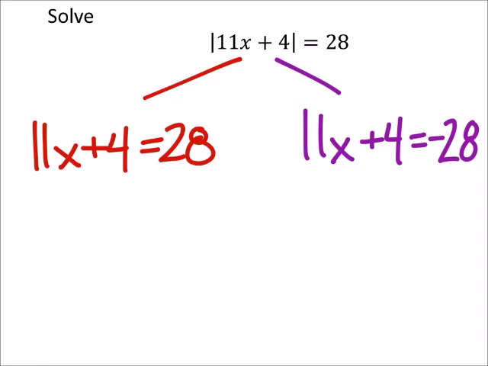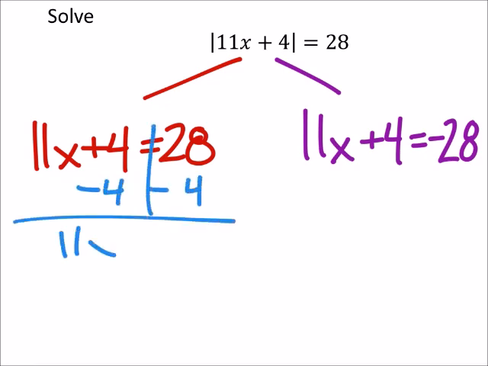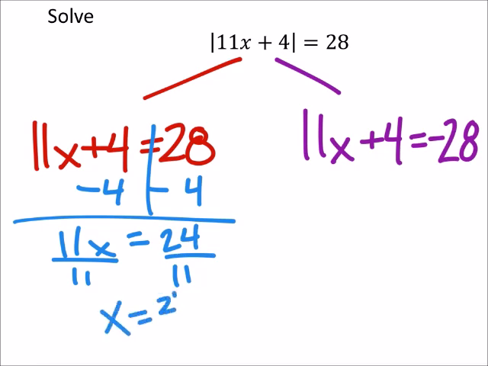So on this one, I would subtract 4 from both sides of the equal sign, and I've got 11x equals 24. Divide both sides by 11, and x equals 24 elevenths. You can write the mixed number or the decimal for that. That's not a problem. Let's solve the other one.